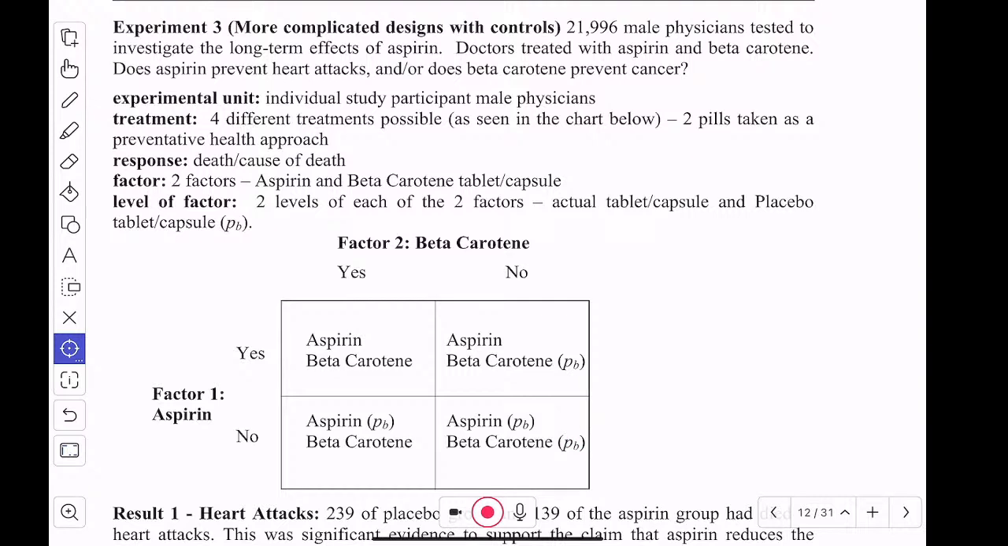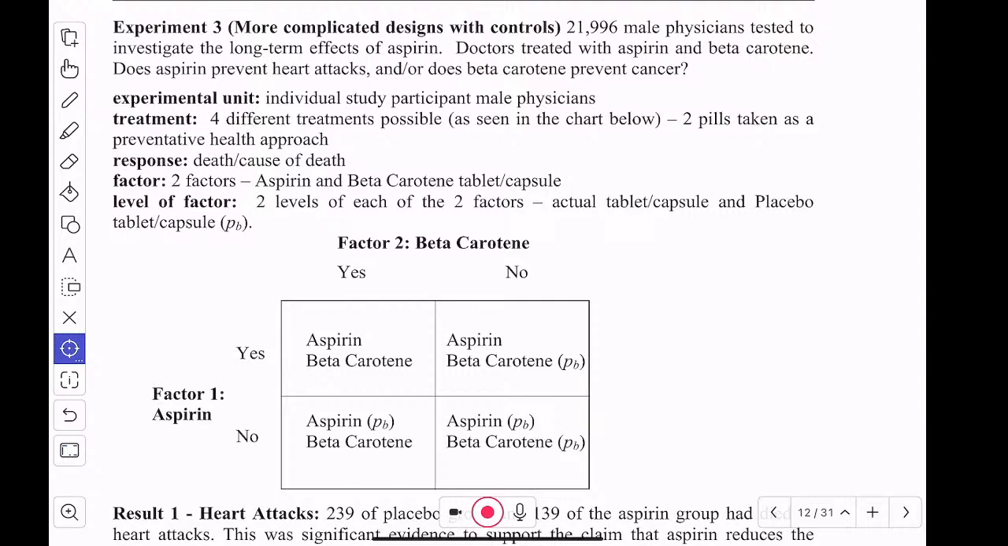Now we have to assume that there's no confounding effect of a person taking beta-carotene on the chance of a heart attack, and similarly there should be no effect of taking aspirin on reducing, affecting, or causing cancer. So they shouldn't be confounding each other. I guess they determined that before they developed the design for the experiment and conducted it.